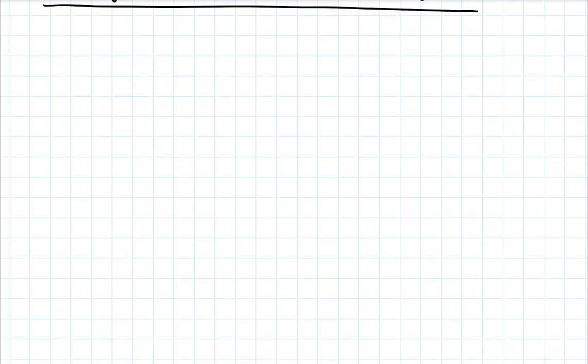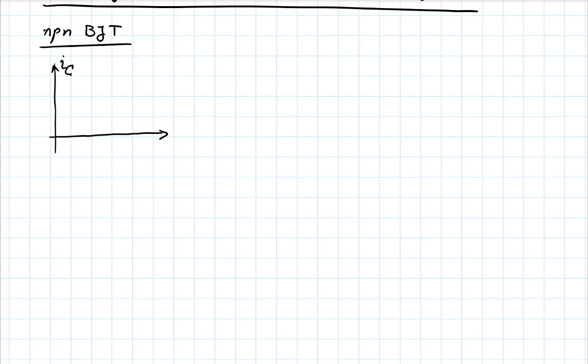For the BJT, consider an NPN BJT. If you look at the collector current as a function of the base emitter voltage, what kind of behavior did we have? What was the equation for this?